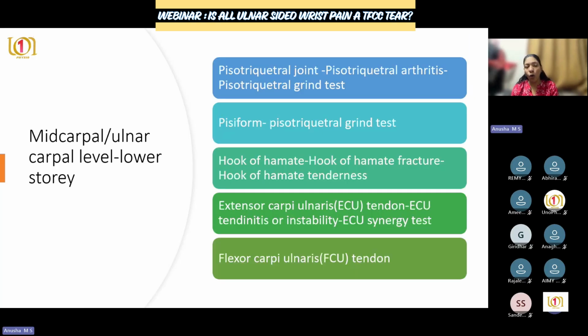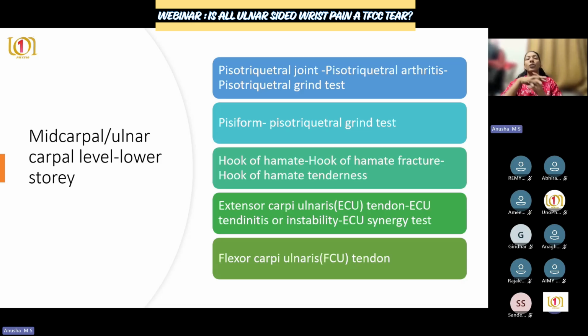Now we are going to the lower story, that is the structure just below the ulnar styloid. The major structures are the pisotriquetral joint, then the pisiform bone, hook of hamate, ECU, and the FCU tendon. So these are the major 5 structures at the lower story.